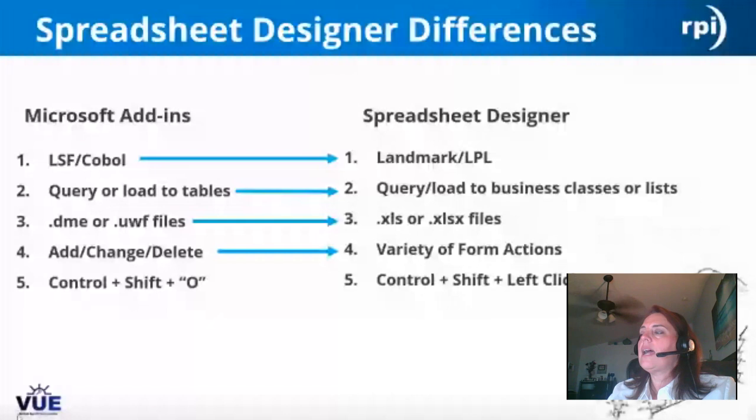In add-ins, we could do a Control-Shift-O. It would tell us the acronym of the table as well as the fields. In Spreadsheet Designer, we're going to click Control-Shift-Left-Click, and it'll give us that same information.